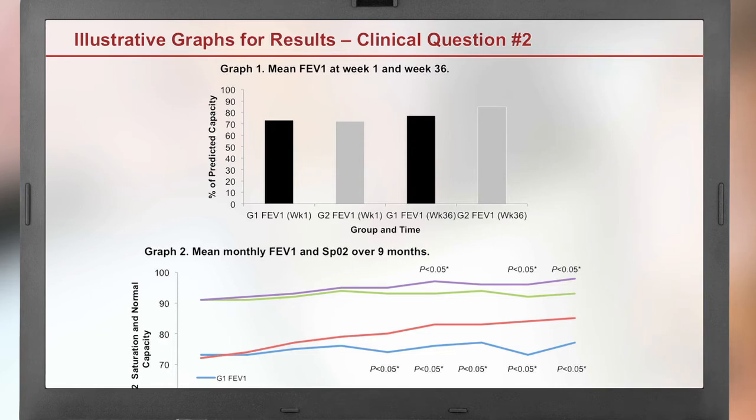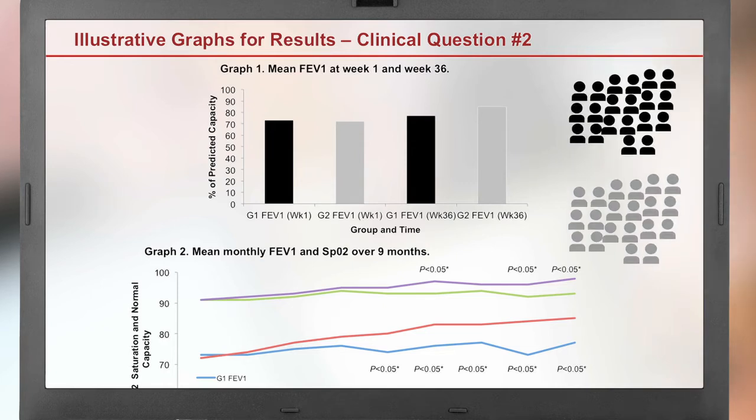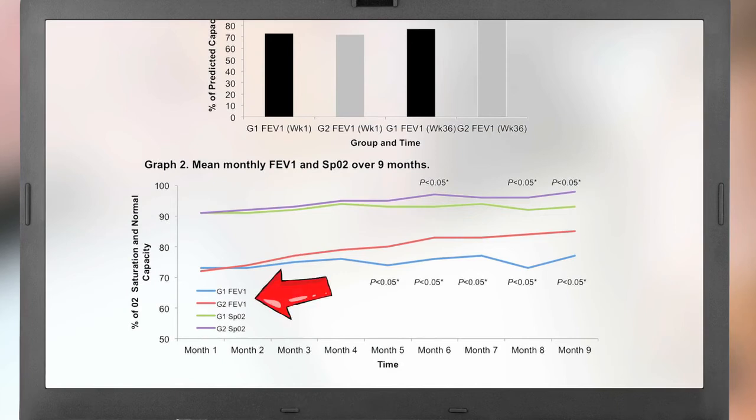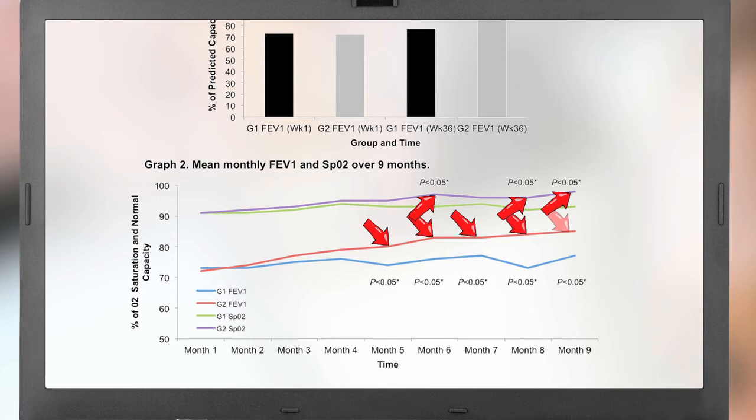The first graph displays illustrative FEV1 for the two groups at week 1 and week 36. On the y-axis is the percentage of predicted capacity. On the x-axis is group and time. The second graph displays illustrative monthly FEV1 values and SpO2 values over the course of the study. We see that Group 2 showed increased FEV1 and SpO2 at several time points.